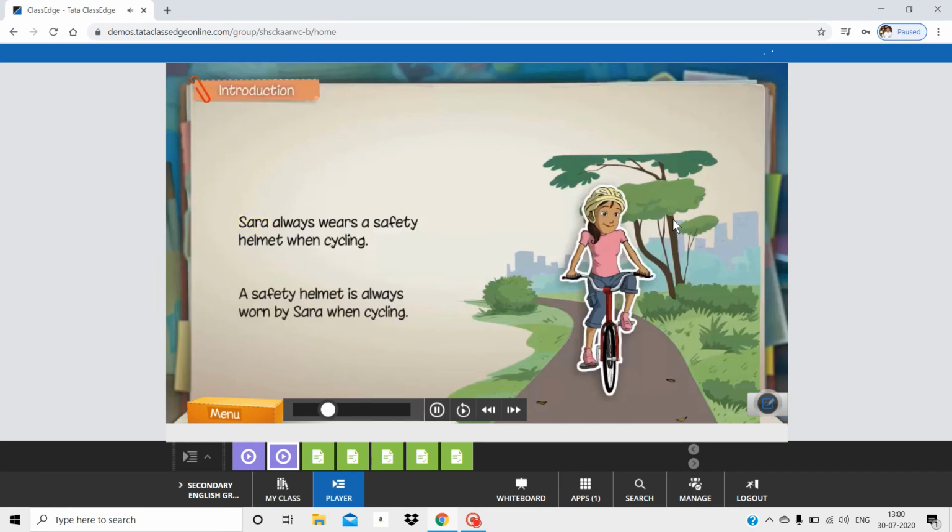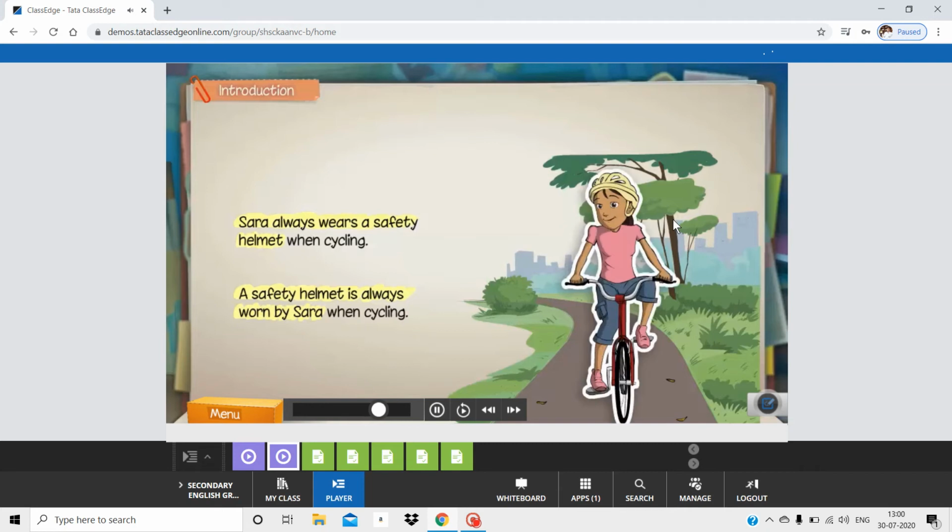Now, read this sentence. In the second sentence, the emphasis is on the thing, the safety helmet, which is being worn rather than the wearer. The second sentence says the same thing as the first sentence, but in a different way.